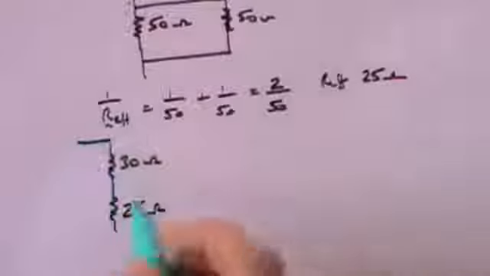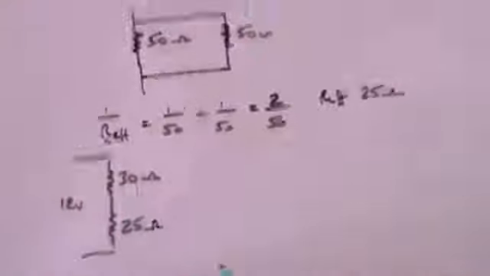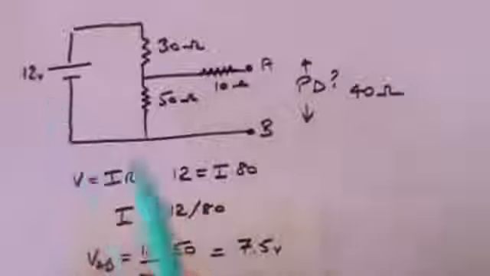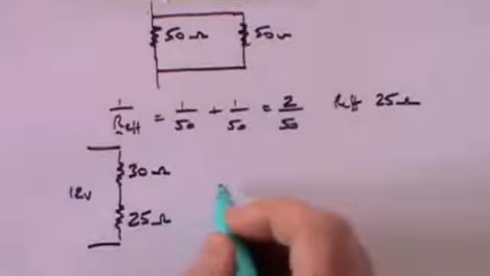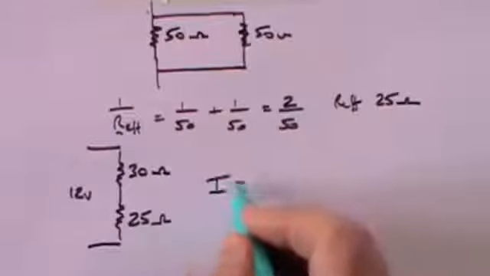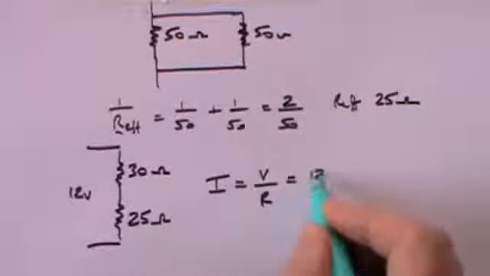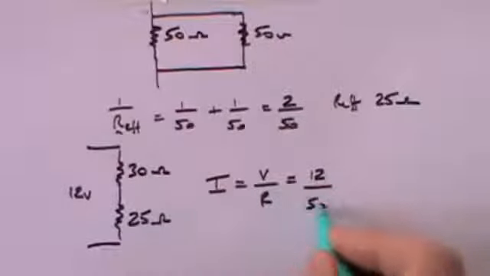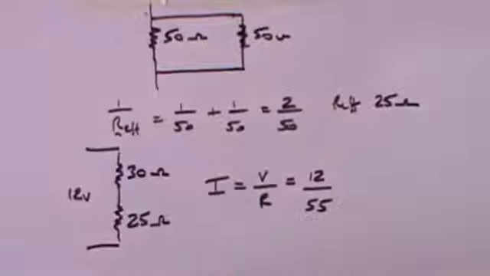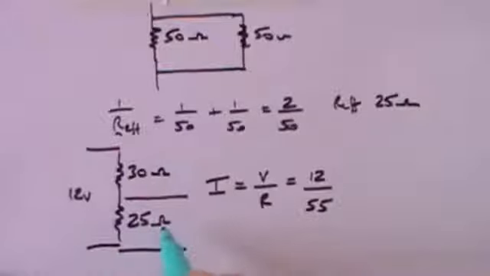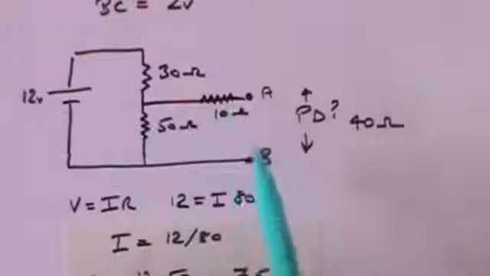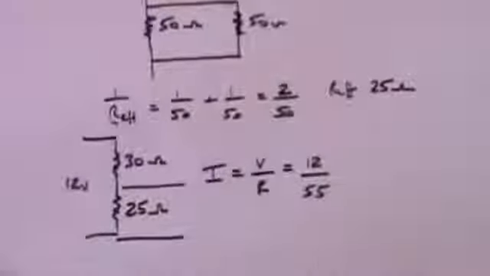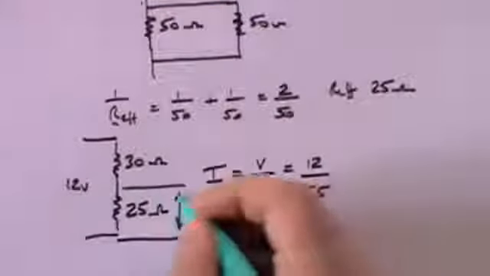And that is being driven by a battery of 12 volts, because that's what we used up here. So now what is the current through that entire circuit? The current is going to be V over R, which is 12 over the total resistance, which is 55. What then is the potential difference across the 25 ohm effective resistance, which you remember is the effective resistance of that 50 plus 10 plus the 40, which we've now put across here? What is the potential difference across here?